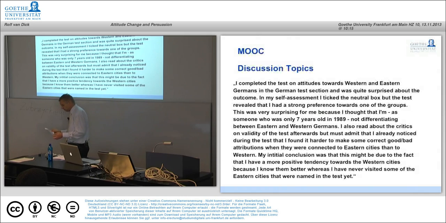Also, some other people who participated made some interesting comments. One participant completed the race and weapons IAT in the US section, and he was quite surprised also to find that he can associate weapons more easily, more quickly with Black Americans or African Americans than with white Americans, because he also supposed he was without deep-rooted prejudice. We talk about prejudice in 2 or 3 weeks' time in more detail. And another person did the test in relation to weight, both weighty or less weighty people, and he or she preferred thin people more than weighty people, and she was surprised.